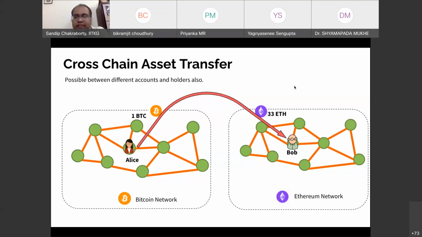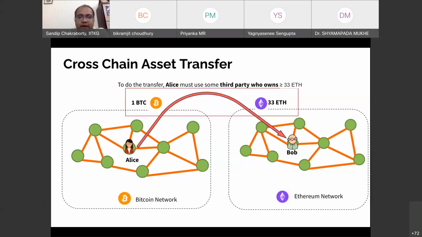This kind of transfer is not only between my account in the Bitcoin network and my account in the Ethereum network; it can happen between different accounts as well. For example, Alice wants to transfer money to Bob, where Alice belongs to the Bitcoin network and Bob belongs to the Ethereum network. Alice will transfer Bitcoin from her network, and that will be credited to Bob's account in the Ethereum network. So that kind of cross-chain asset transfer requirement is there.